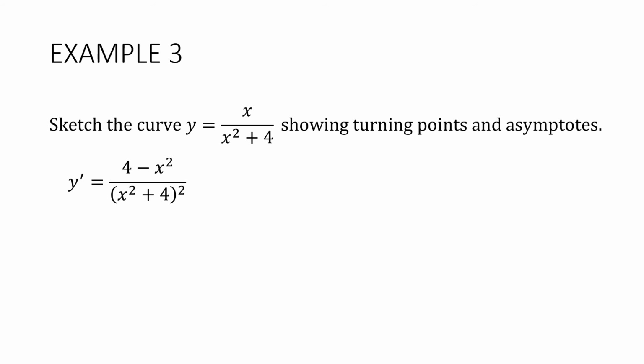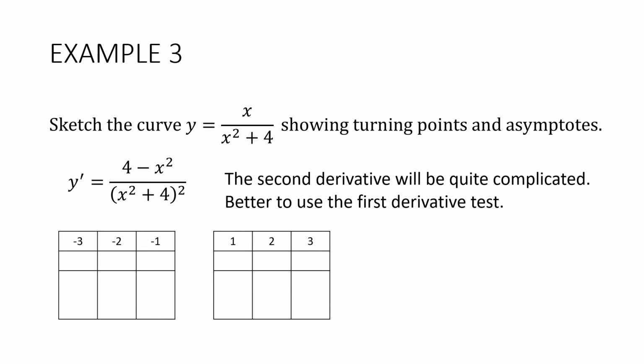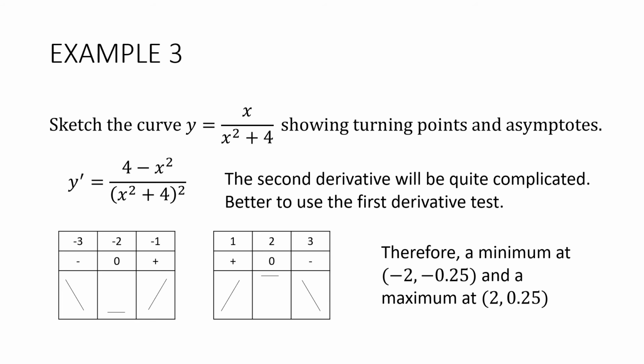Now we need to test the nature of the turning points. Now we could do the second derivative, but it will be quite complicated. So I'm actually going to use the first derivative test. So we want to test either side of x is equal to negative 2 and either side of x is equal to 2. And just doing it quickly, substituting the numbers in, we get negative, 0, positive. So this one here is a minimum. This one, substituting in, you can check these later on, we get a maximum. Therefore, there's a minimum at (-2, -1/4), and a maximum at (2, 1/4).